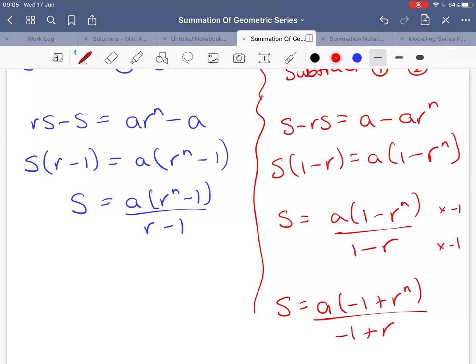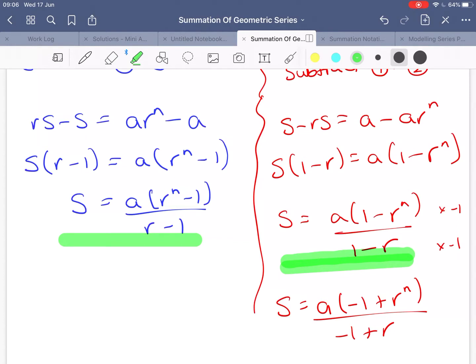So it doesn't matter which form you use, whether you do it this way or this way. Sometimes it can just be a bit of a habit as to which one you use. I tend to use the second one because that's just how I write it, and that's the form that I remember in my head instantly.